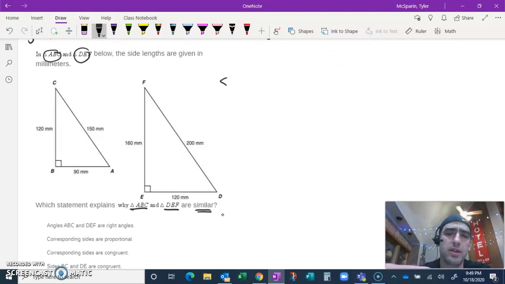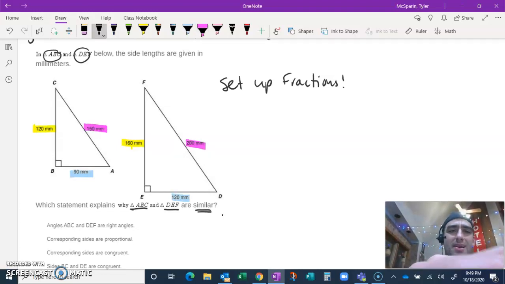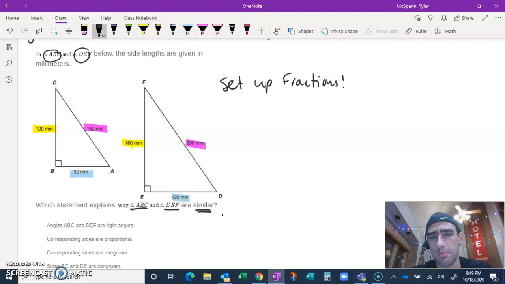Well, what you're going to do is set up fractions. Oh, don't get scared by fractions, people. Don't get scared. So what I'm going to do is first mark corresponding sides. I've got yellow and yellow, blue and blue, pink and pink. I'm going to make fractions that match them up.